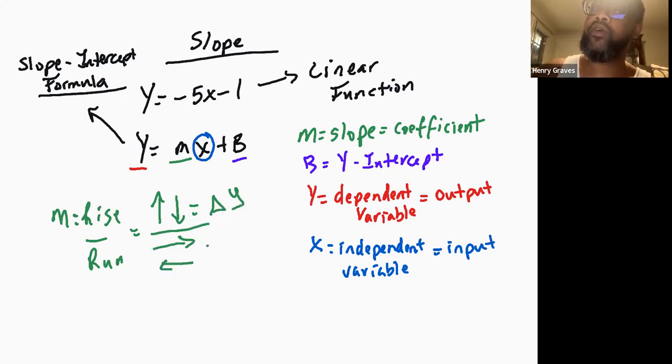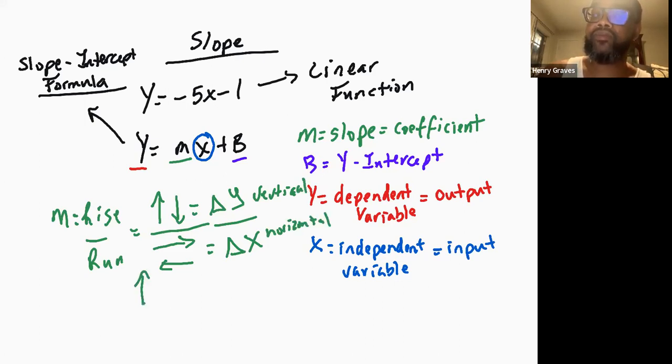So the y involves vertical, and this represents horizontal, right? If it goes up, it's a positive y. Down, it's negative y. Right, positive x on the x-axis. Left is negative x on the x-axis.